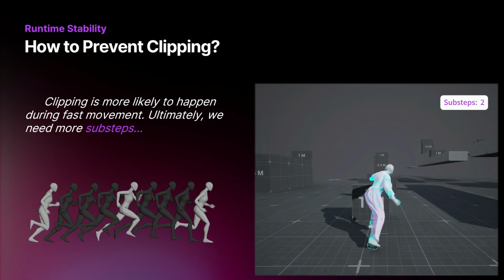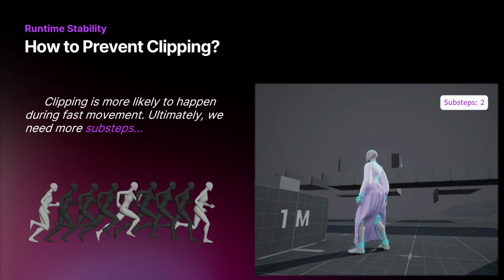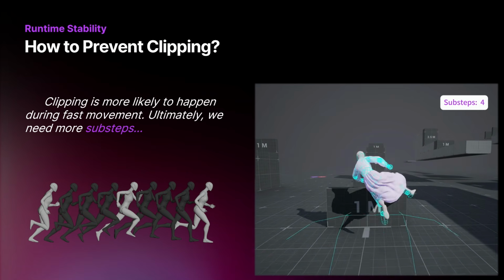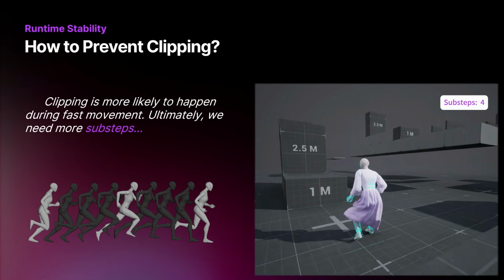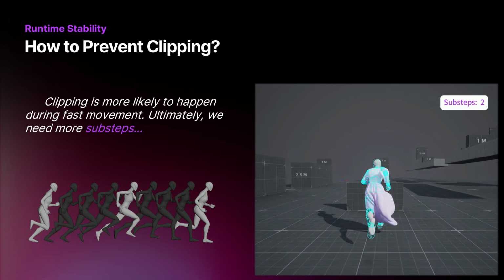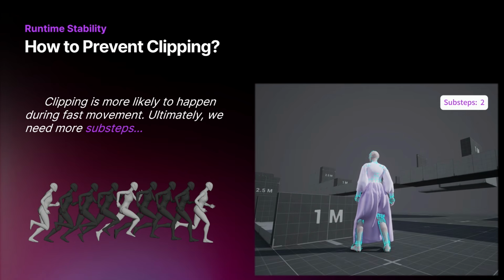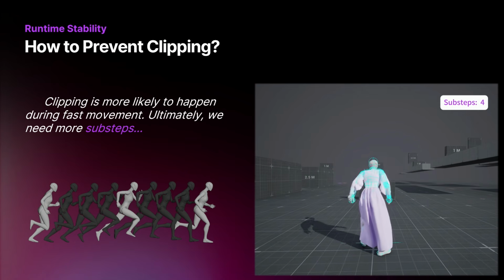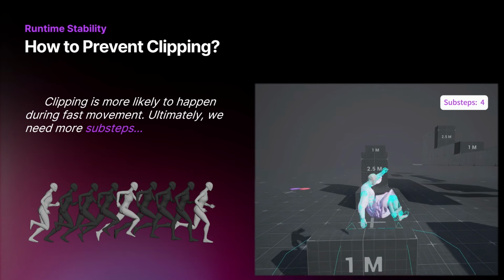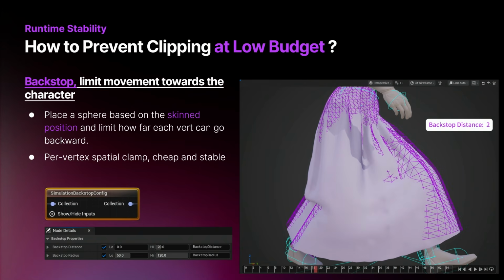I think the most important issue we face at runtime is clipping. It usually happens when characters move quickly. The collision body moves too far within a single frame, and the penetration can't be resolved in time. Ultimately, as you probably know, we need more sub-steps to solve that. But to be honest, in most game scenarios, we just don't have enough budget for that. So the question people care more about is, how do you prevent clipping at a low budget?